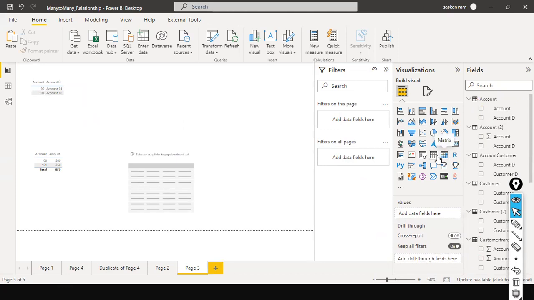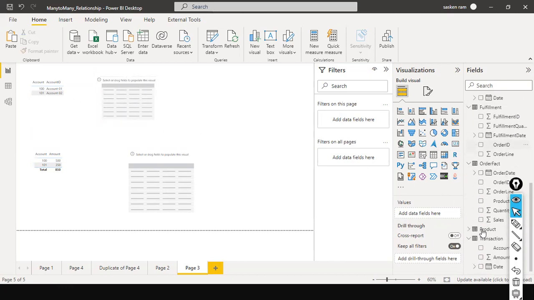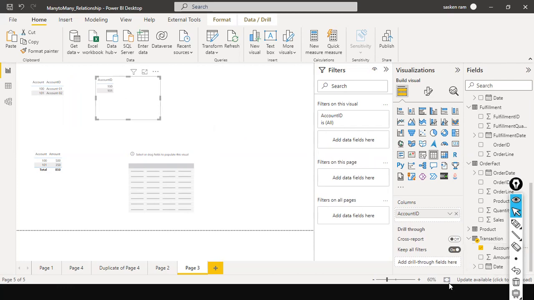I'll create another table. This is basically for our reference, but in real time, don't do this, to view the data itself, because in real time the data volume is very high. And also it is not advisable keeping everything in the report page, the data and all. I want to compare the data along with the visuals.